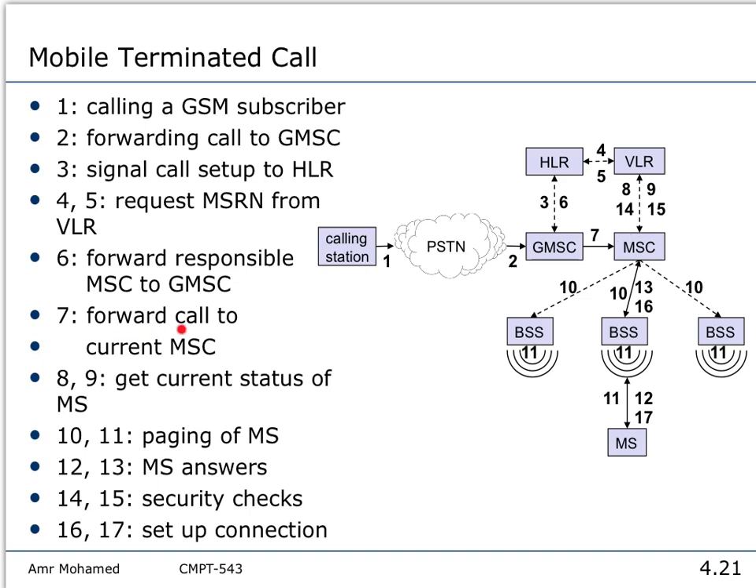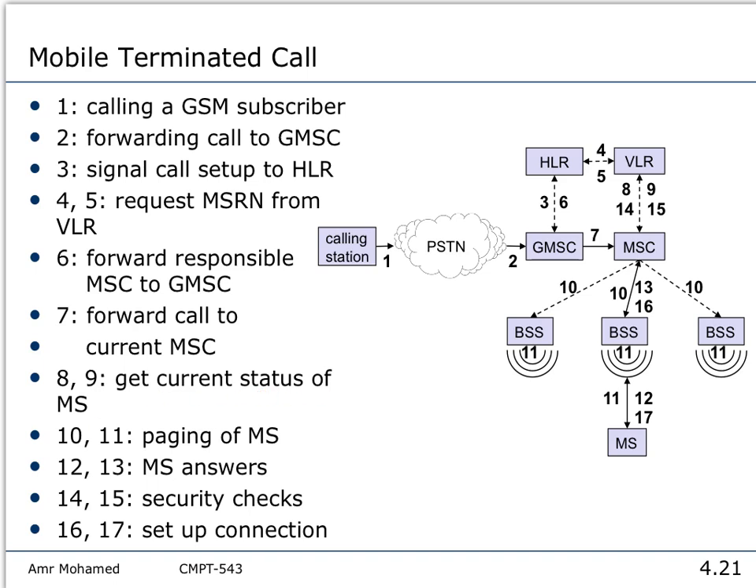Number 7 here, forward call to MSC, and then the MSC will get the current status of the MS from, again, the location register. This current status includes what? Does this MS really have access or authority to make a voice call? Does this MS have enough credit to make this call? Okay, so that's also registered in the VLR. Clear? So this is what we mean here by get current status of MS.